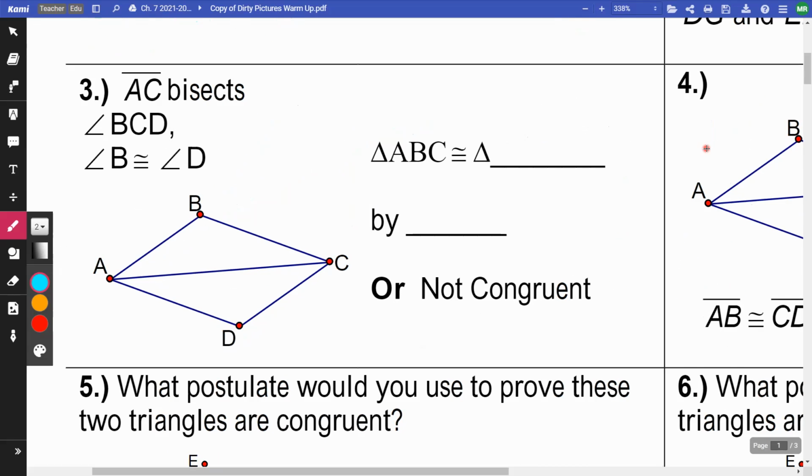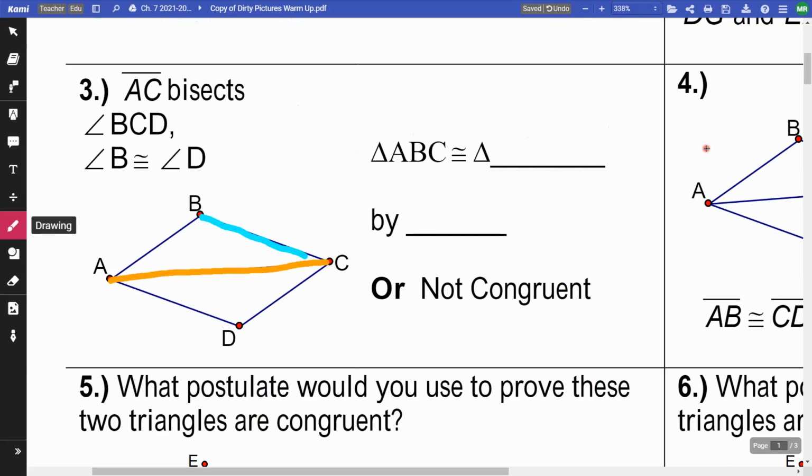Okay, number 3. So we know that BAC, this line right here, is going to bisect an angle. The angle it's going to bisect is BCD.